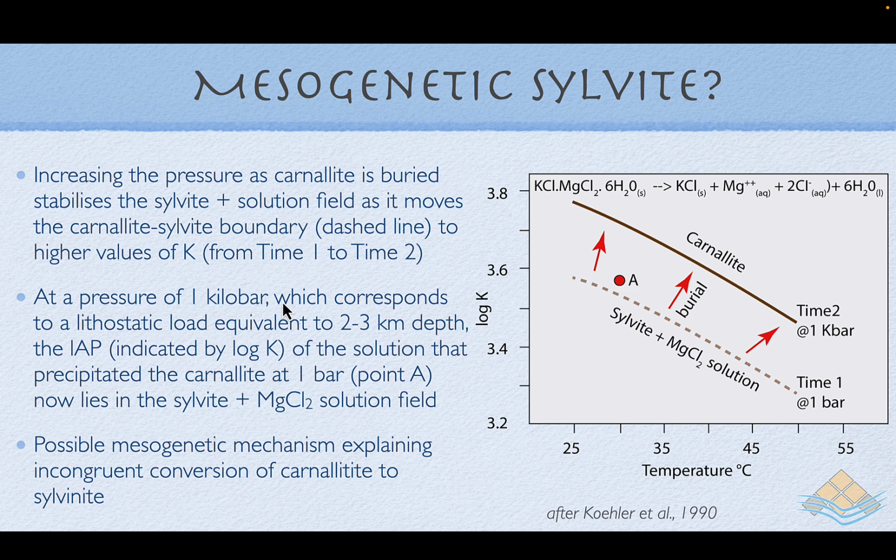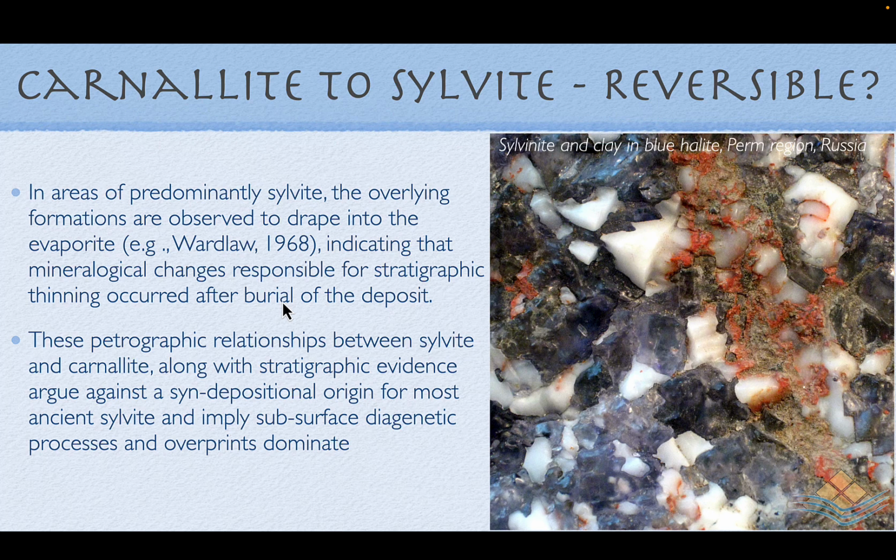This is the main mesogenetic mechanism that people use to explain the incongruent conversion of carnallite to sylvite that we see in many potash ore deposits around the world. Once again, go back to our potash course if you want more detail on the chemistry of this alteration. Quite often, in areas of predominantly sylvite, because of this alteration and the loss of volume, the loss of the magnesium chloride, and the loss of the water, we see that where we have sylvite passing laterally into carnallite or carnallitite associations, those overlying formations appear to drape into that evaporite stage, telling us that mineralogical change was responsible for stratigraphic thinning. It was not a depositional thinning, but a diagenetic thinning related to the loss of water and magnesium chloride during that transformation.